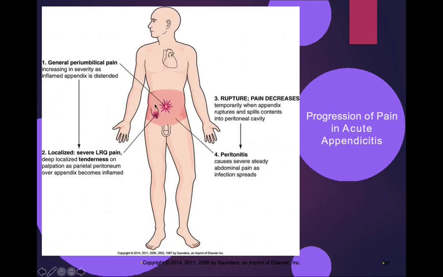So here is the generalized umbilical pain. Then it leads to more localized right lower quadrant pain at McBurney's point, right halfway between the belly button and the ASIS. If a rupture happens, the pain can decrease temporarily, but the rupture can spill all of the toxins into the peritoneal cavity, and that causes severe muscle guarding in here.